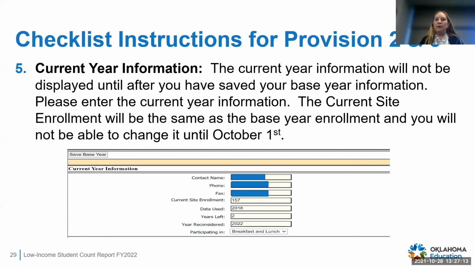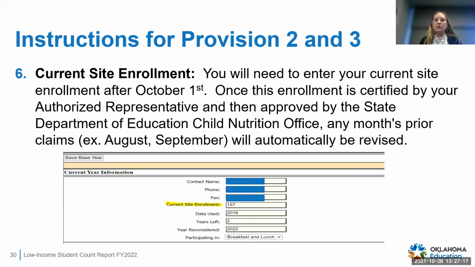Then your superintendent will need to go in and certify this information. So see how we've highlighted current enrollment of 157. That will be your current year enrollment, not your base year enrollment, but your current year, the current school year we're in.